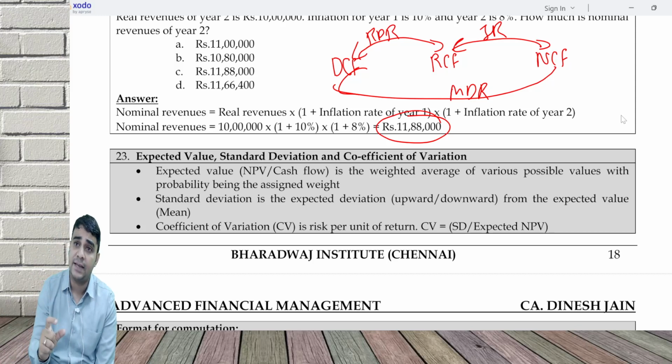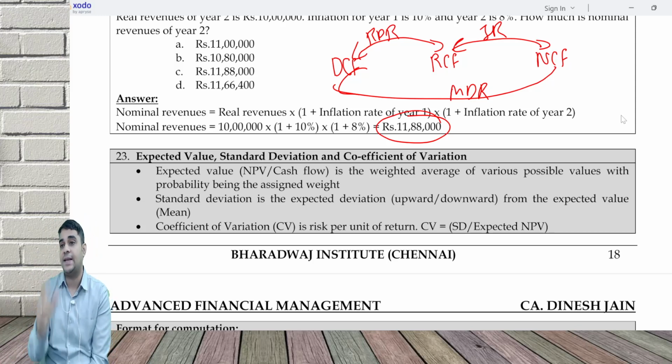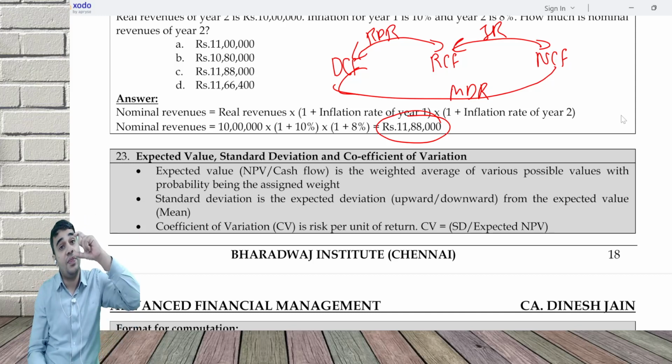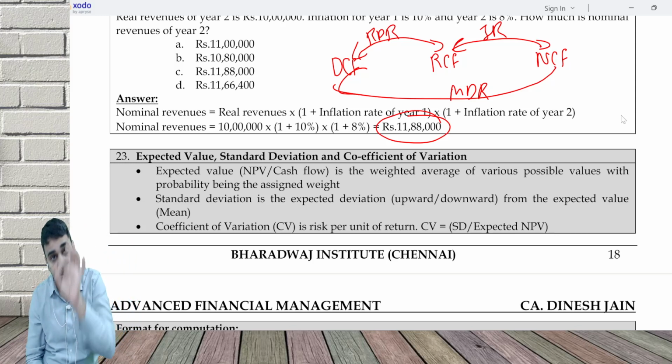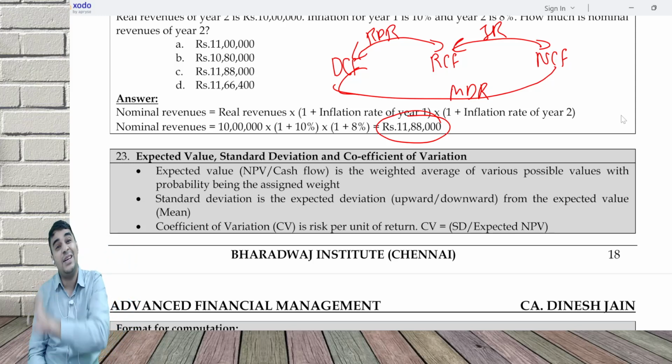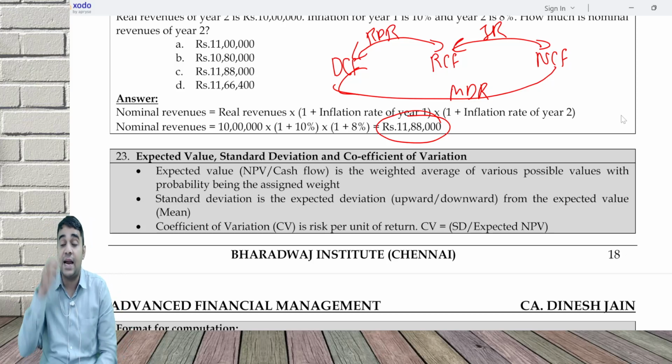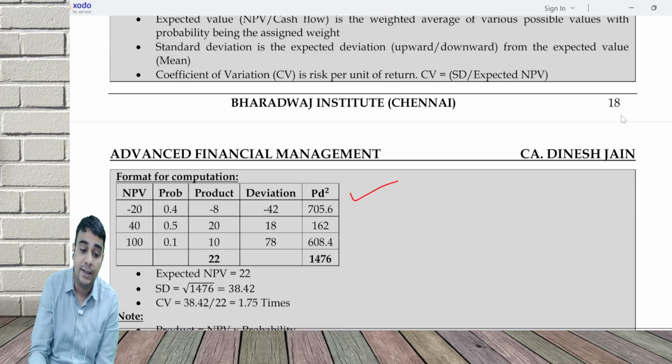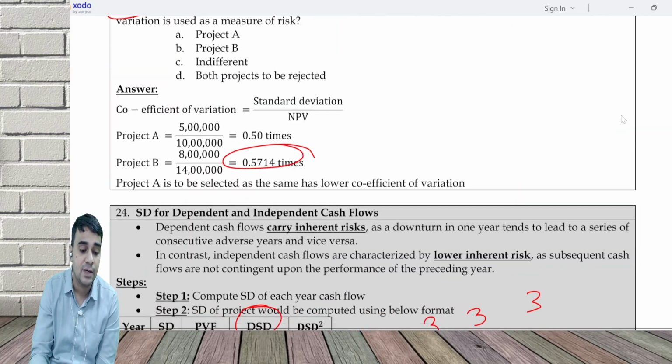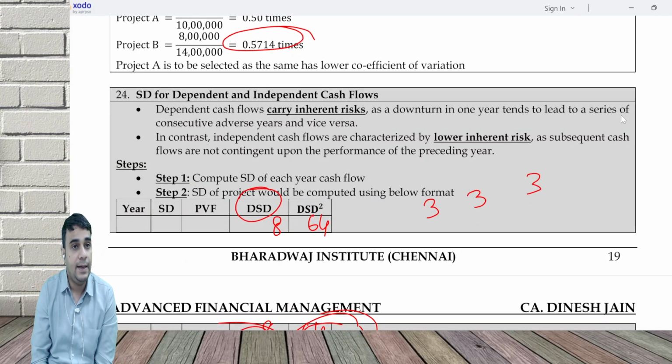Based on the expected cash flow, you calculate an NPV, that's called expected NPV. And based on the standard deviation, you do year, standard deviation, PVF, discounted standard deviation, DSD square. DSD total is the NPV standard deviation if the cash flows are dependent, and square root of DSD square is the standard deviation if cash flows are independent. Independent is less risky, dependent is more risky. Dependent and independent scenario.